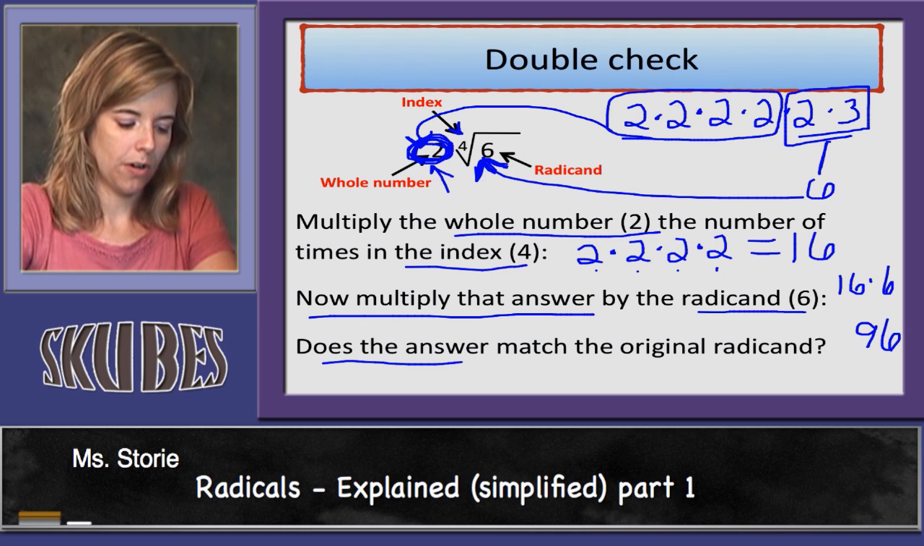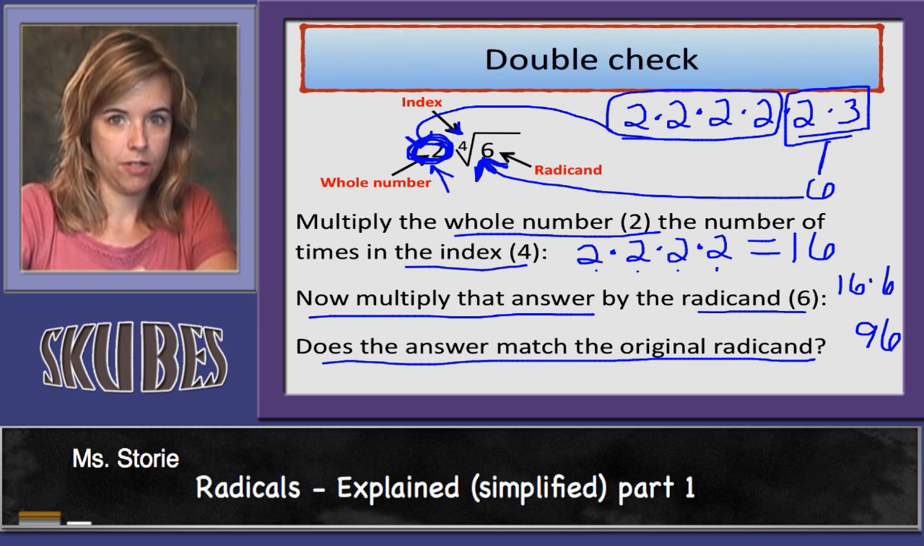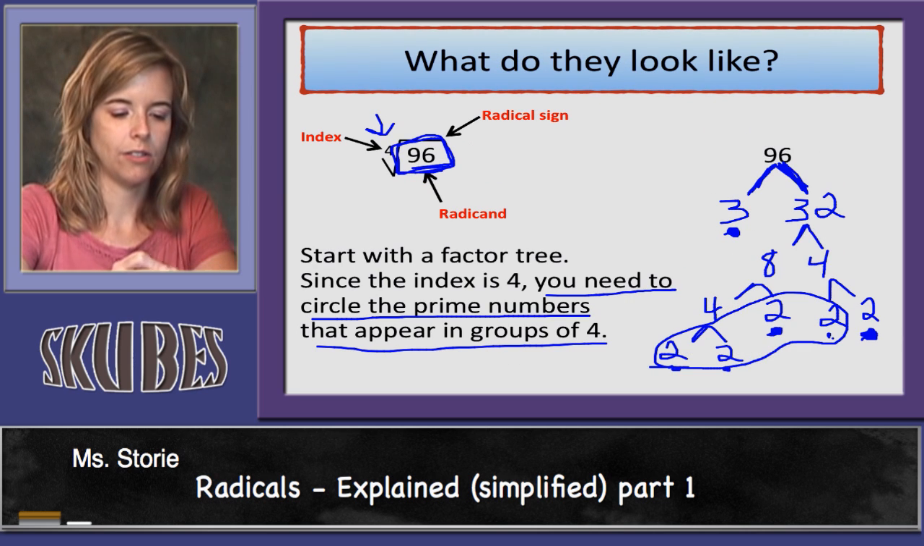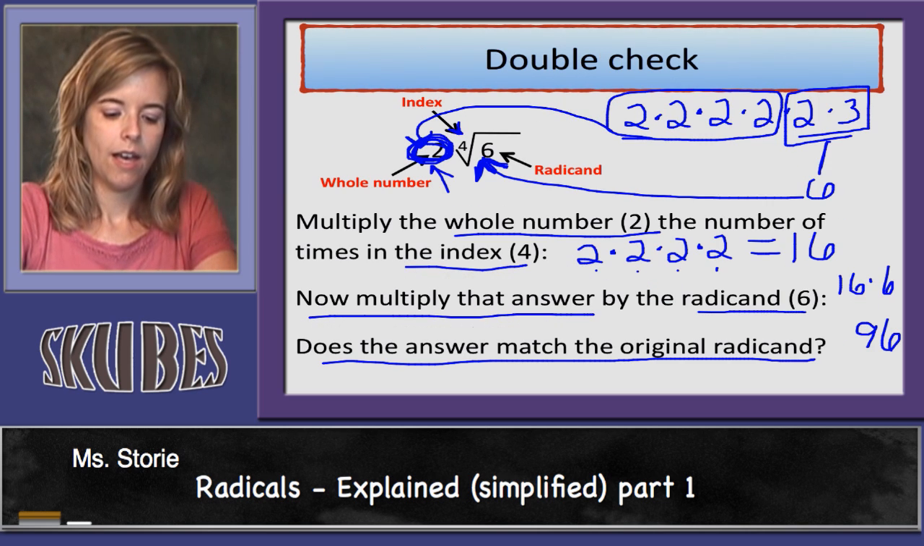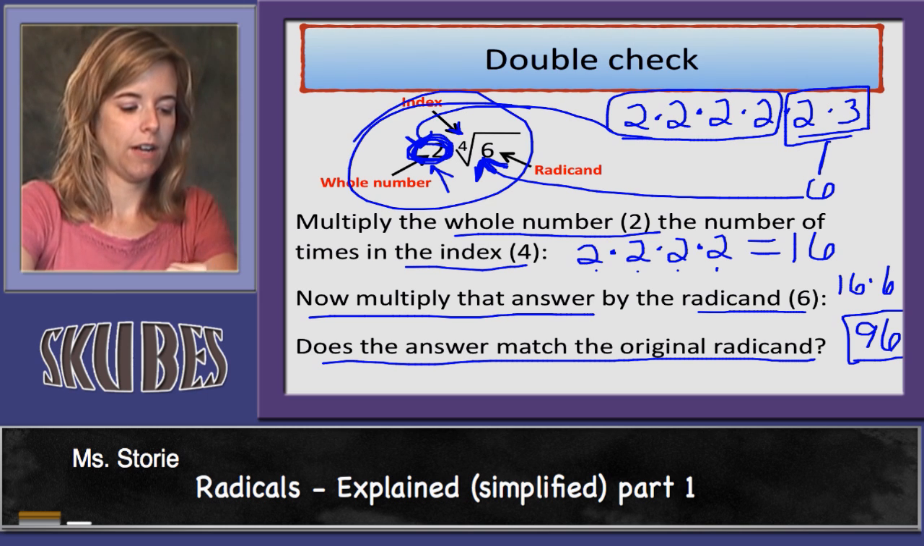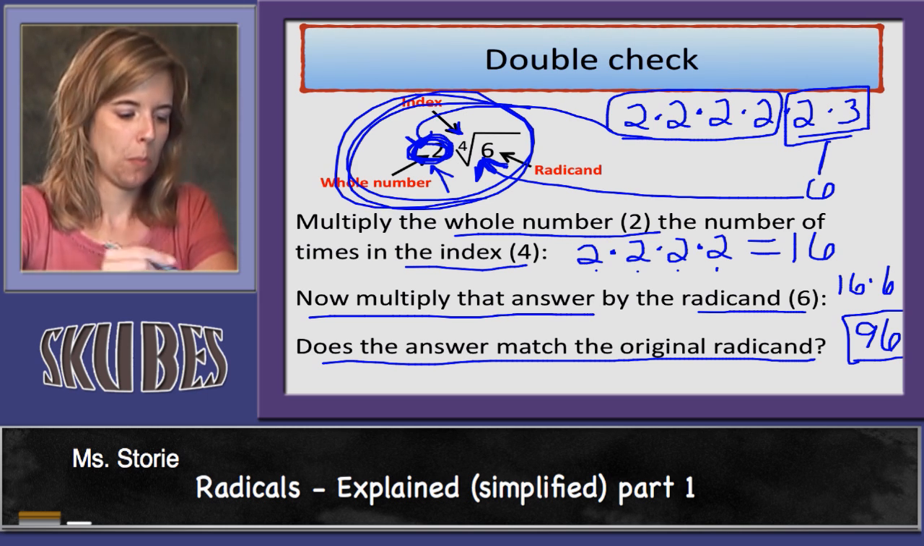And if you remember, does it match the original radicand? Let's go back and look. Yes, the original radicand was 96. So that means our double check is correct. Our answer is correct. So all this stuff right here is a correct answer.